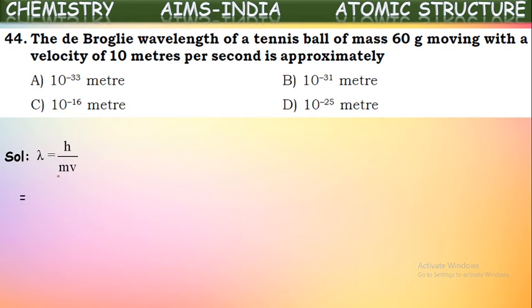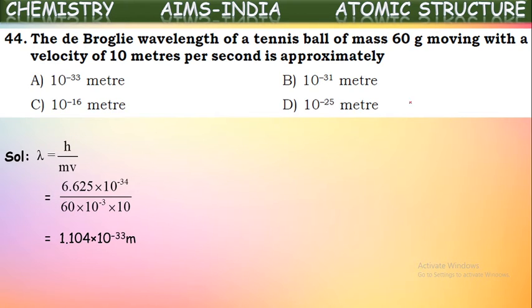So now let us substitute all these values. The h value we know as Planck's constant, 6.625 into 10 to the power of minus 34 joule second, and the mass of the tennis ball is given as 60 grams. Let us convert this into SI units, kgs: 60 into 10 to the power of minus 3, and the velocity is given in meters per second directly. Let us substitute all these values. We get 1.1 into 10 to the power of minus 33 meters.